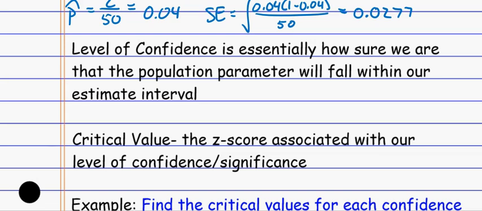The critical value is simply the z-score associated with that confidence level. So if I'm 95% confident, I'm going to use a z-score associated with 95% in terms of an interval, which essentially would be like the middle 95%. So the middle 95% is associated with a z-score. I would use that z-score as my critical value.